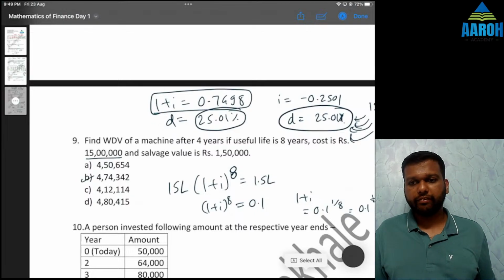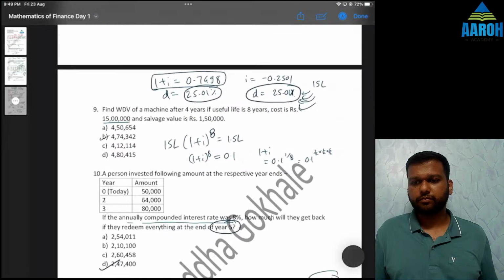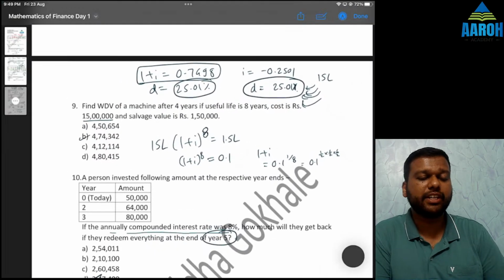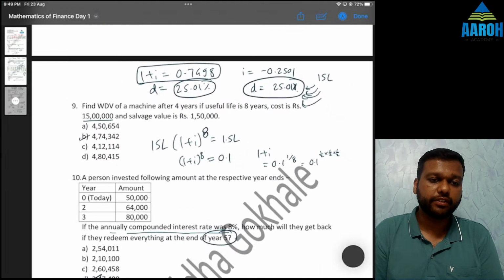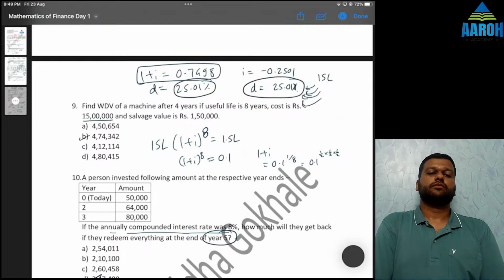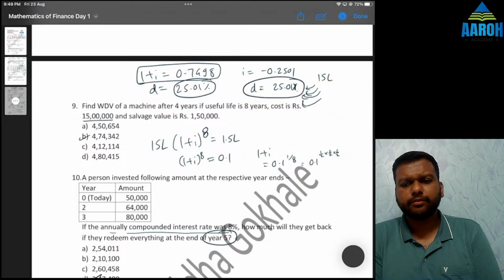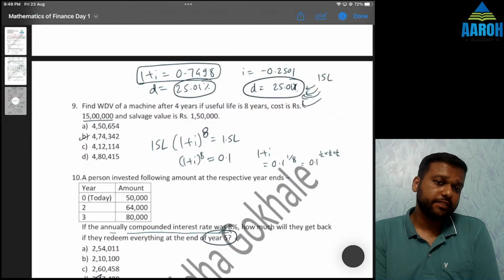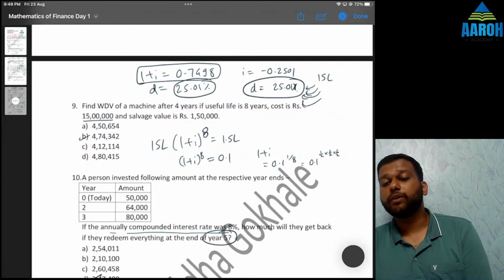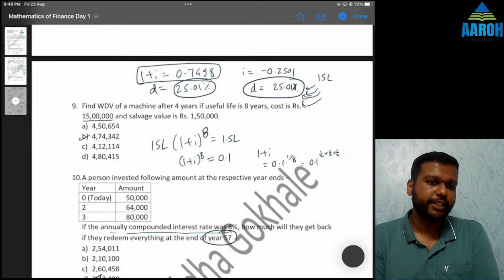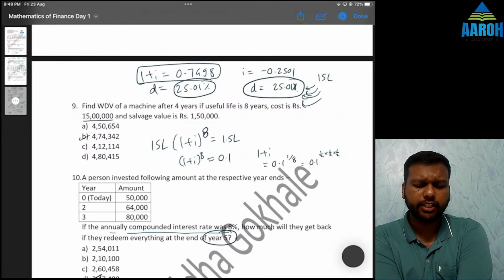So I hope everyone has understood. On the calculator it is coming something different because we are not rounding off there. We are rounding off here. So the rounding off difference is fine because we are taking 25.01. It is not exactly 25.01, right? I hope everyone has understood.